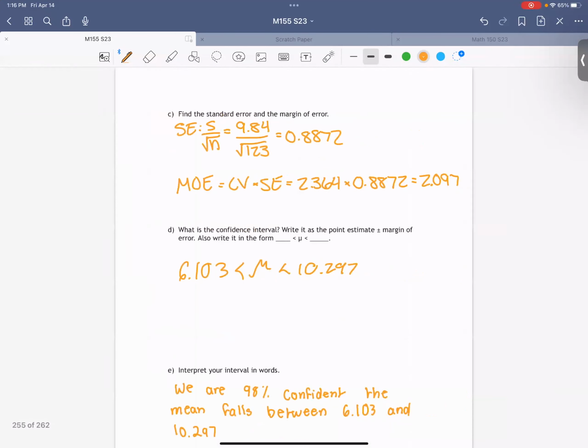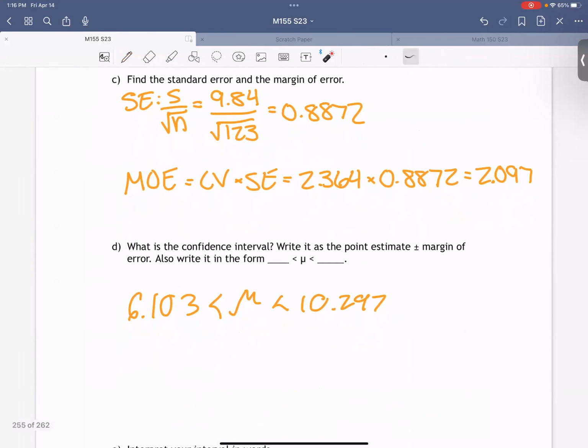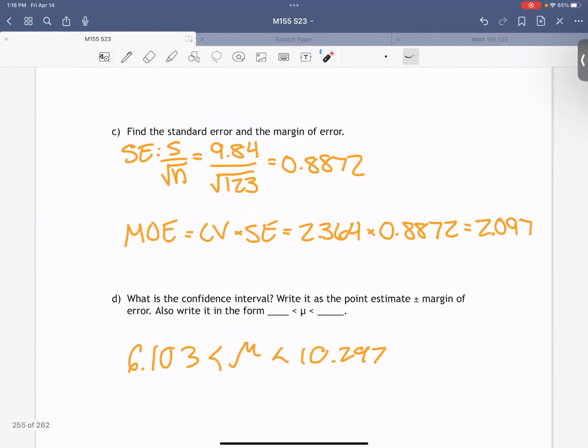All right, flipping on over to the back page, we want to find the standard error and the margin of error. Who wrote up this one? Was that Claudia? Yeah. All right, you want to take us through this one? Well, for the standard error, I just did the sample standard deviation over the square root of n. And then for the margin of error, I multiplied that by the critical value. Perfect. Nice. So we should have gotten 2.097 for the margin of error.